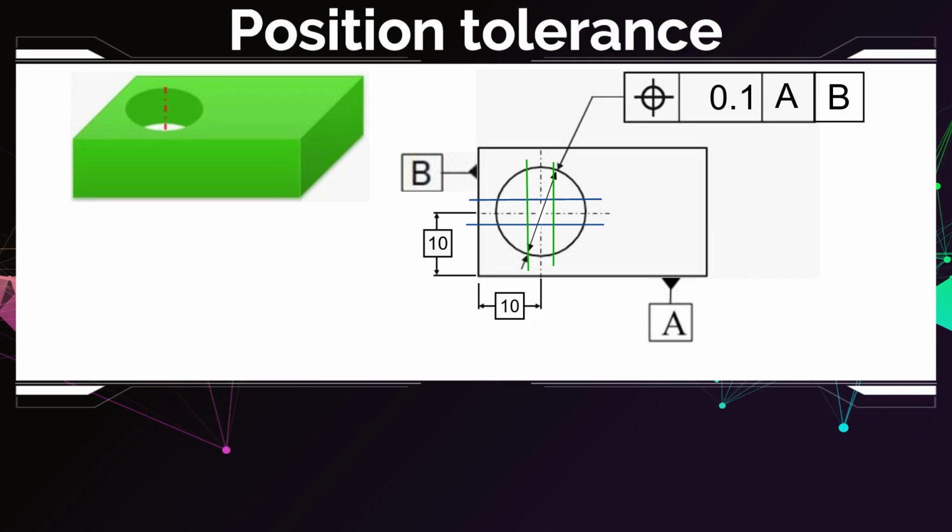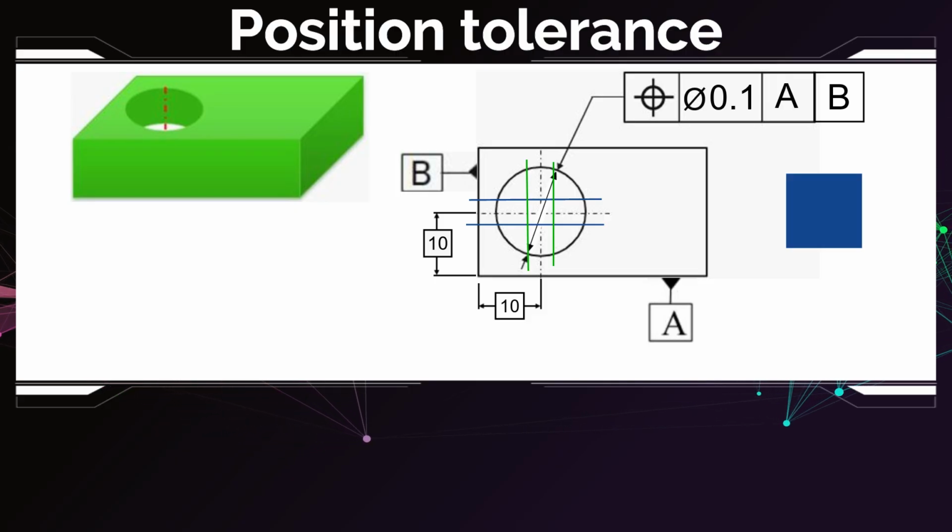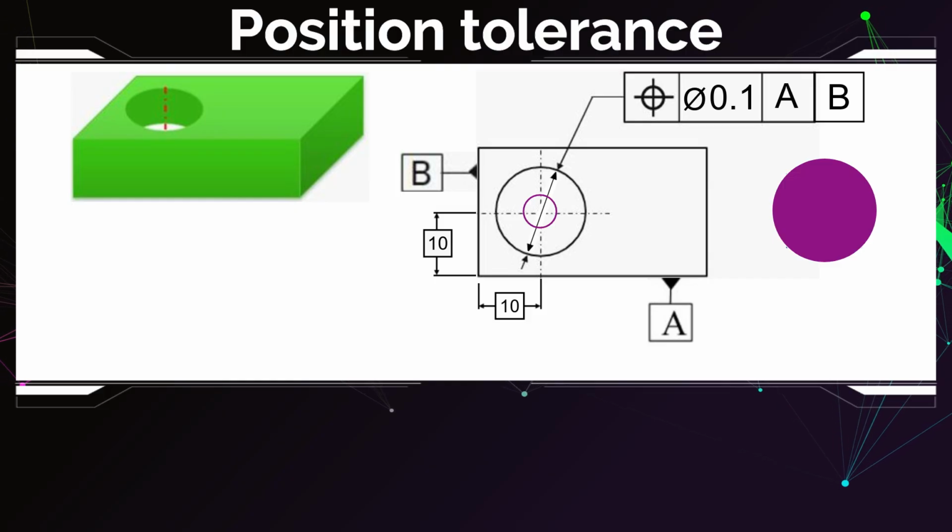Now, I can put the diameter sign here, which means I have to modify my tolerance zone, which was this square here. I have to modify it to be a circle. So now I have my tolerance zone, which is just a circle with a diameter of 0.1, and the center line of the hole has to lie inside.